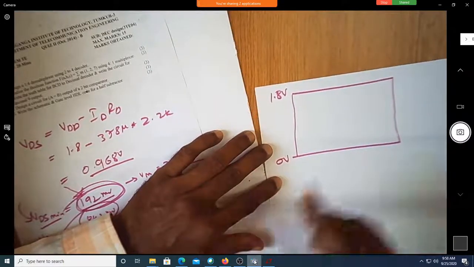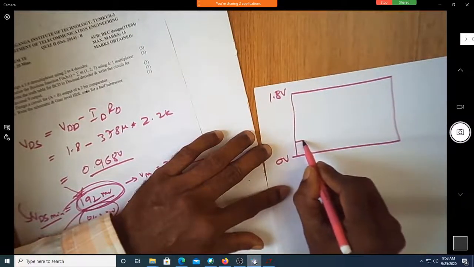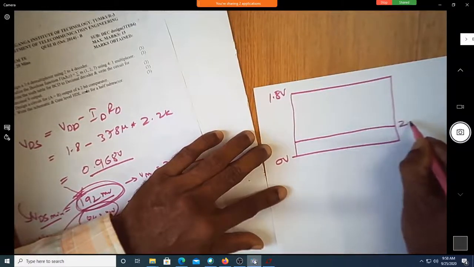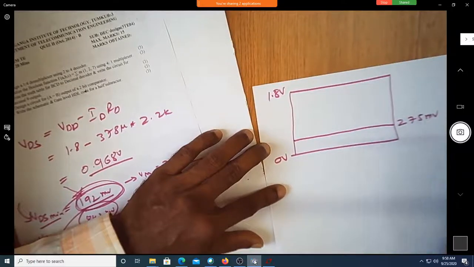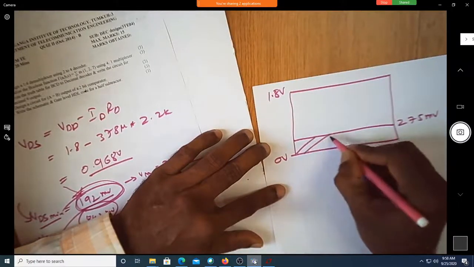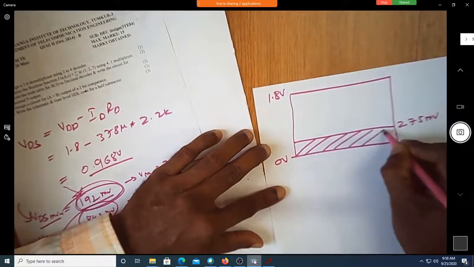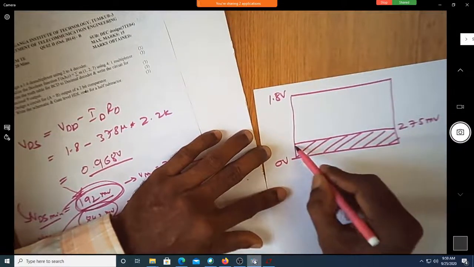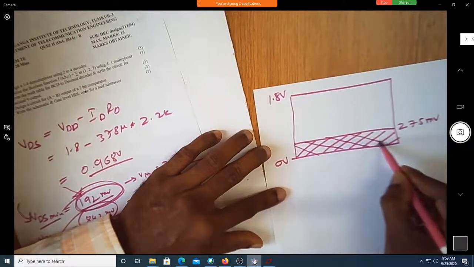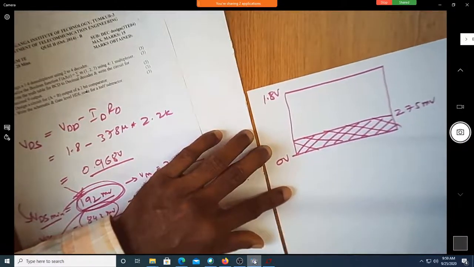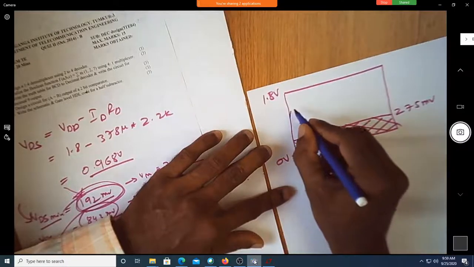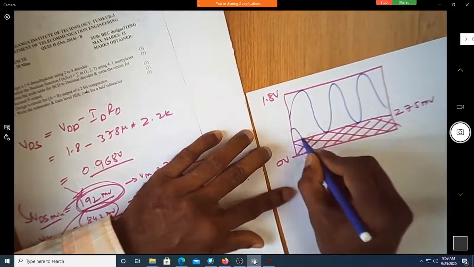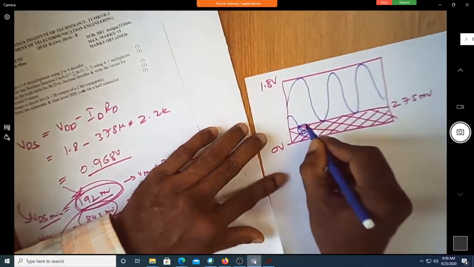For this particular design, how much is the minimum voltage for your MOSFET to stay in saturation region? 275 millivolt, am I correct? Yes, sir. This is a region where your output should not enter during the swing. This is dedicated to keeping the MOSFET in saturation. Any waveform should be within this region. It should never enter here. If it enters this region, it becomes flattened.